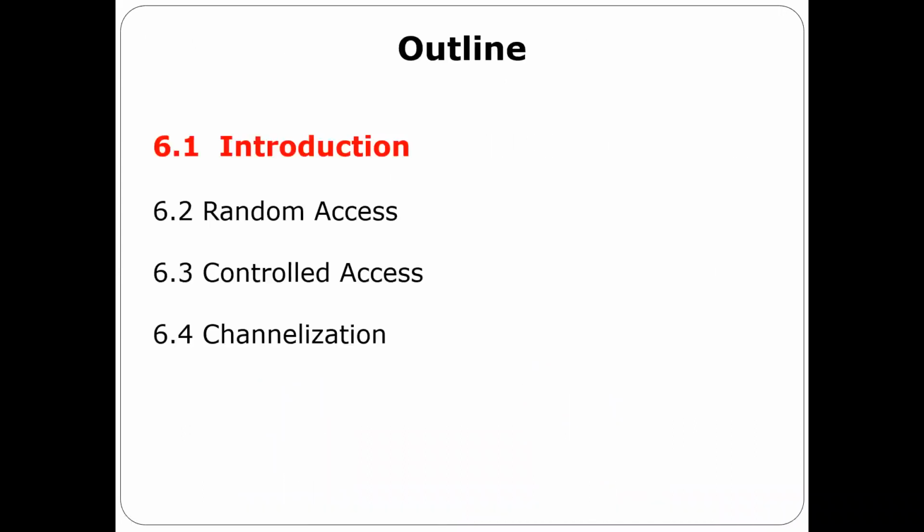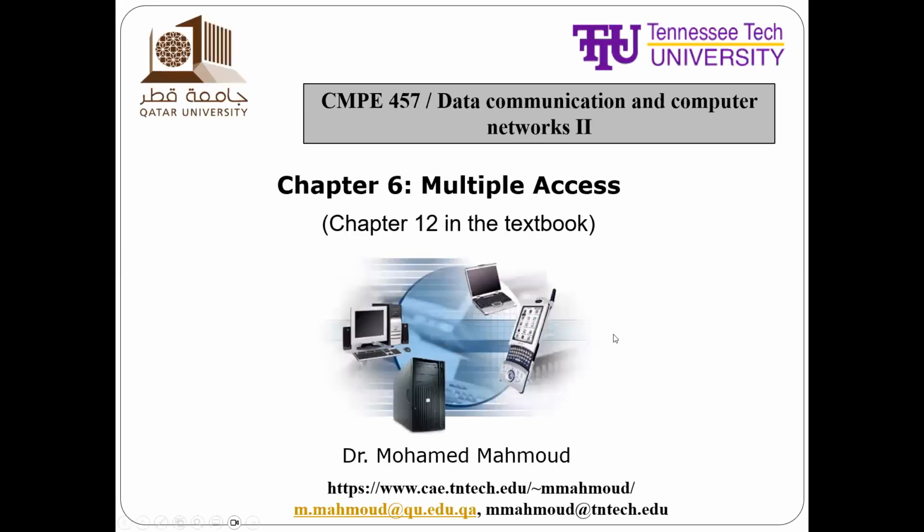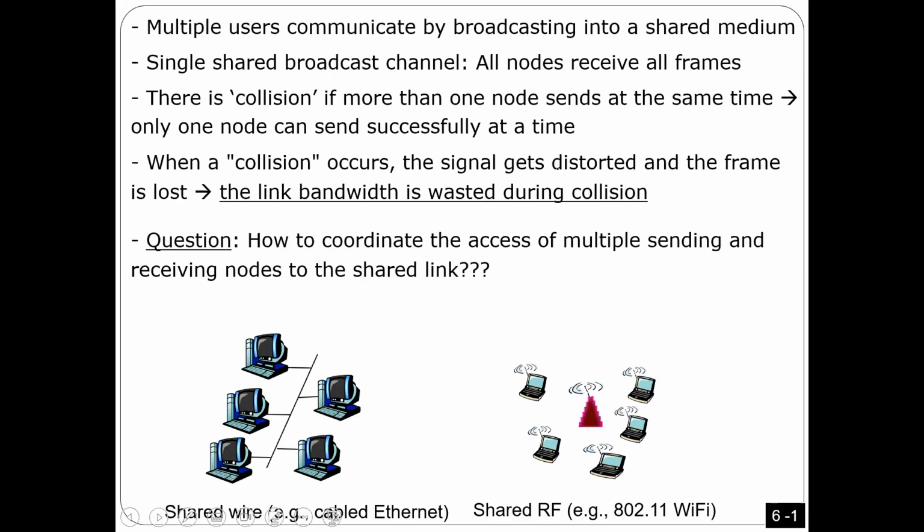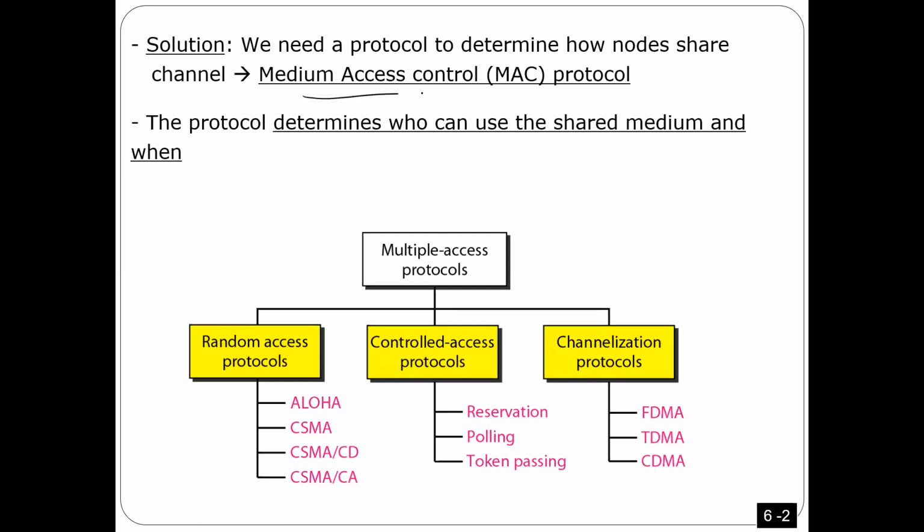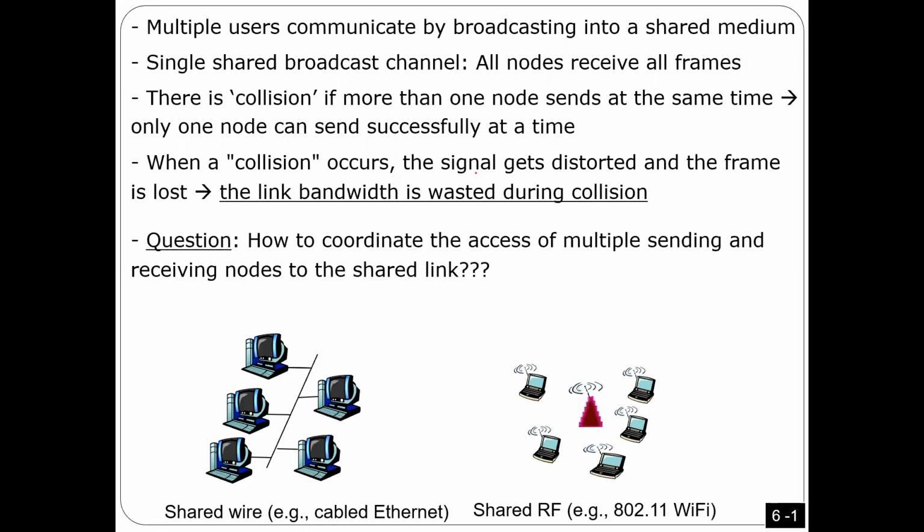Today, I'm going to explain one of the most important things done by the second layer, which we call multiple access, or medium access control, or MAC. So this is one of the very important things done by the second layer. So what is medium access control?